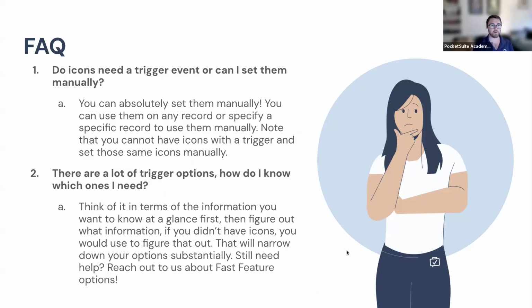So just to go over a couple of FAQs, the first is, do you need a trigger or not? Again, you can absolutely set them manually. You can use them on any record or specify a given record. Just note that you can't have a trigger and also set that icon manually. That's the one trade-off that you do have to make. And there are a lot of trigger options.